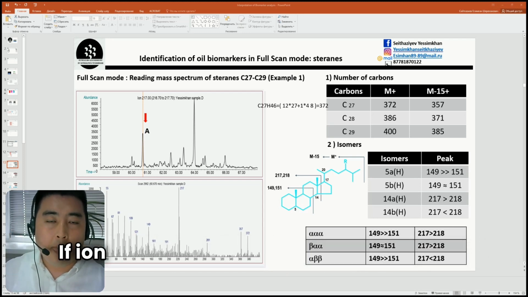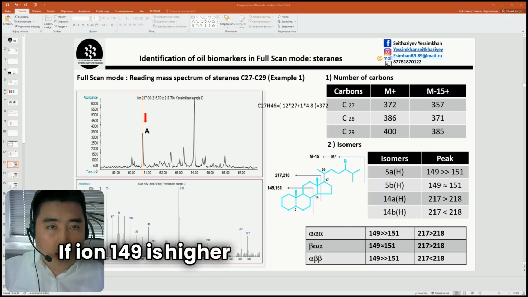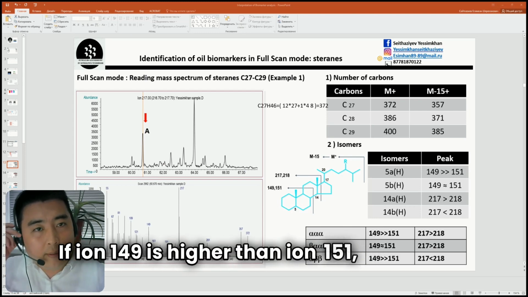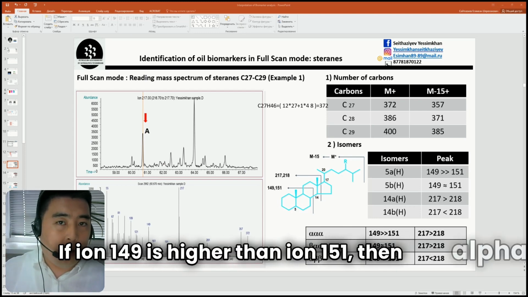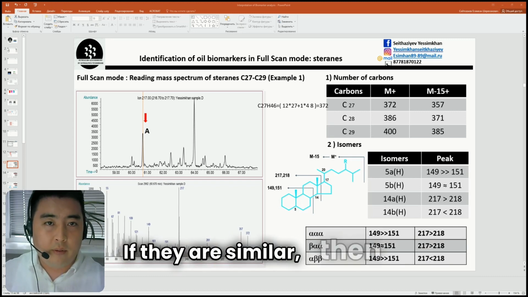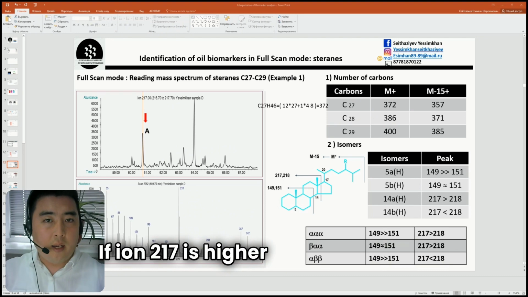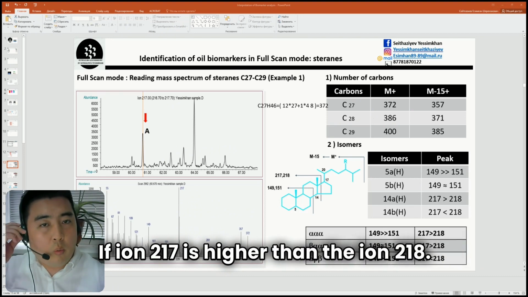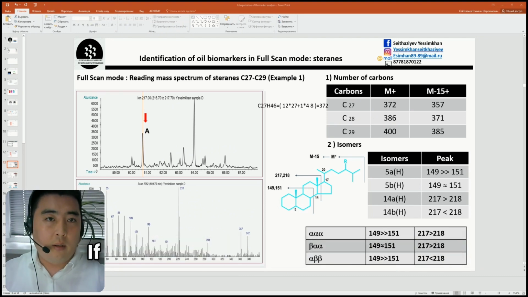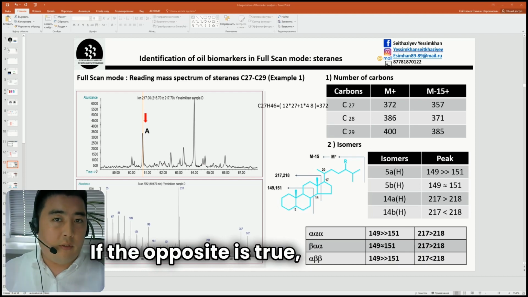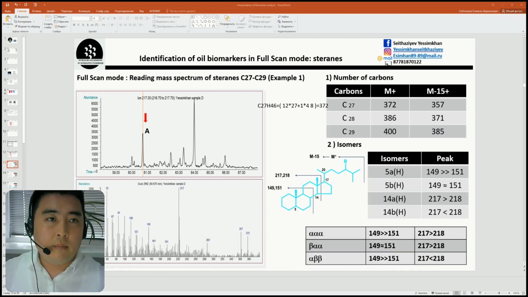If ion 149 is higher than ion 151, then alpha. If they are similar, then beta. If ion 217 is higher than ion 218, then alpha. If the opposite, then beta.